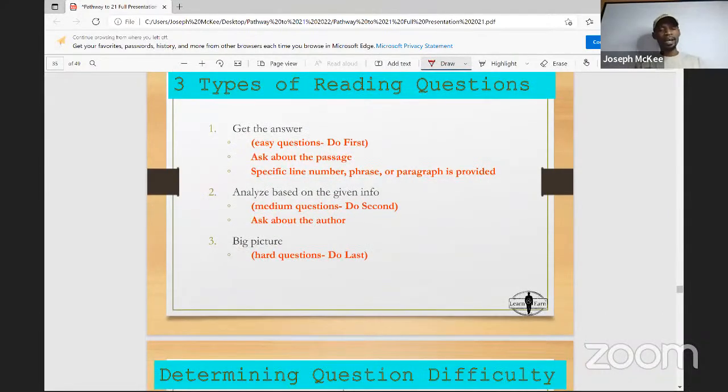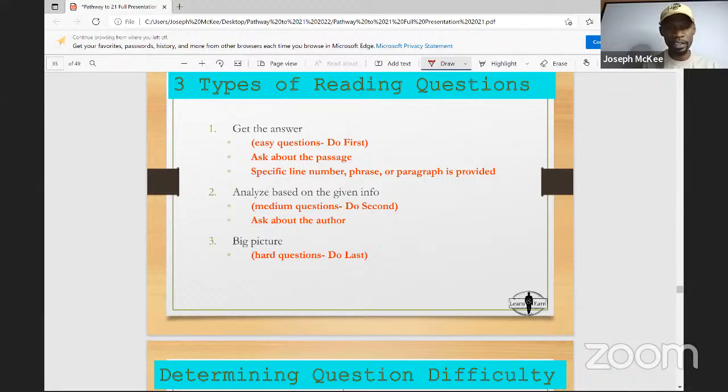So you got 3 types of reading questions. Some of the questions tell you where to get the answer. So you're going to do those first. You go directly to where the question is telling you to go. So it may tell you line 6 through 10. Go through lines 6 through 10. As a matter of fact, go from lines 5 through 11. They're going to tell you exactly where you need to go. So these are easy questions. You should do them first. You can find the support because it's telling you where to go.